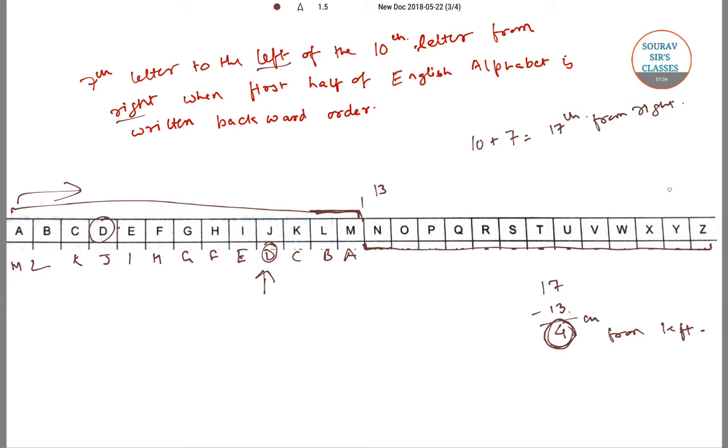So what we are doing is moving 13 steps here, and for the remaining 4 steps, instead of going like this, we go like this in our original forward order of alphabets. So it's up to you. Either you can rewrite the sequence and then find the positional alphabet, or you can do a little bit of maths and then find it.